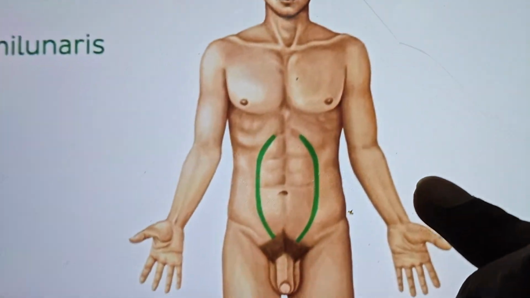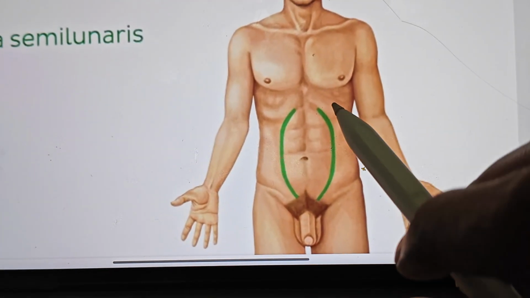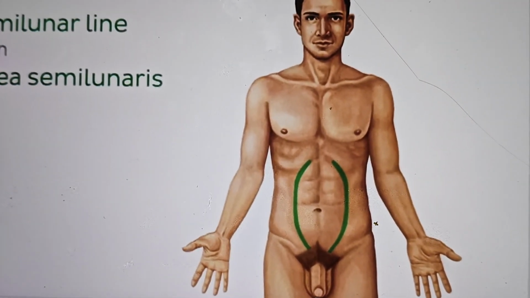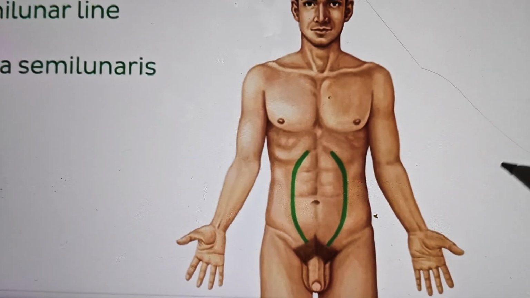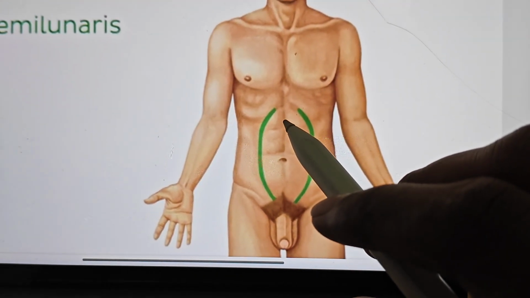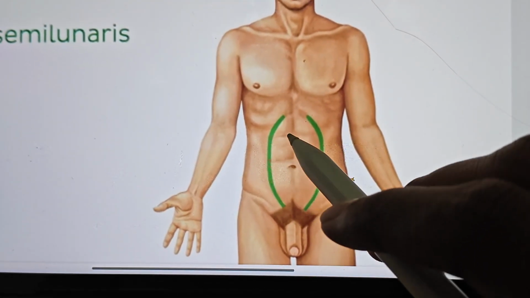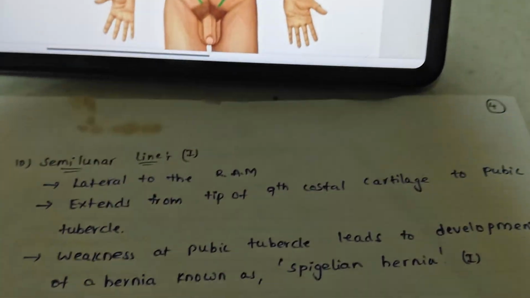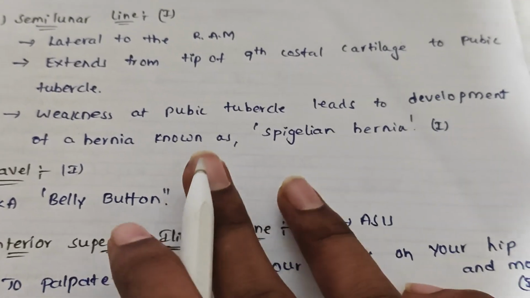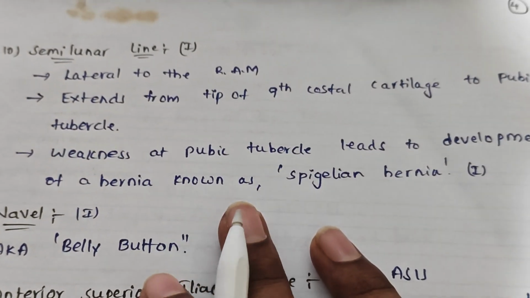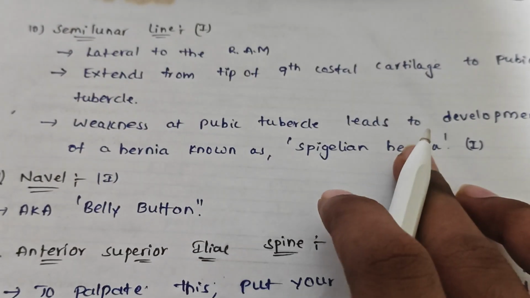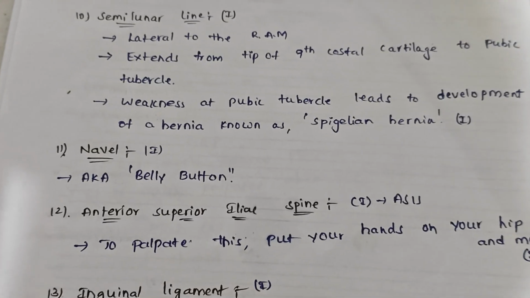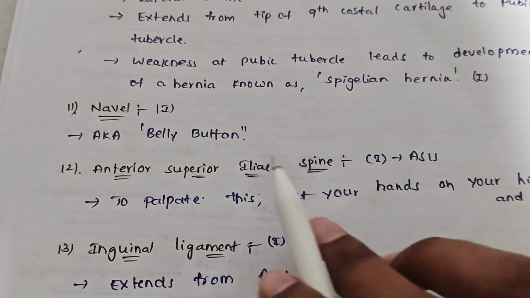In this picture you can see the highlighted one is the semilunar line, which is lateral to the rectus abdominis. This one is the rectus abdominis muscle. It is lateral to the rectus abdominis muscle, and there is one clinical point here. If there is a weakness at the pubic tubercle, it leads to development of a hernia known as Spigelian hernia. Our next surface anatomy landmark is the navel.